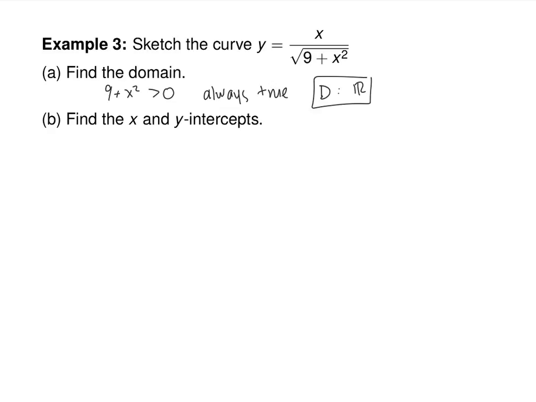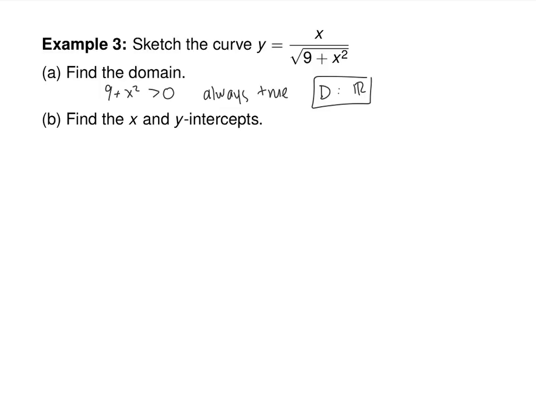It's good to argue with yourself. If it had been 9 minus x squared, all bets are off, right? But it's 9 plus x squared. Was that a typo? Nope, I did it on purpose. If it was 9 minus x squared, it'd be a totally different story. So any number, all real numbers, or minus infinity to infinity.